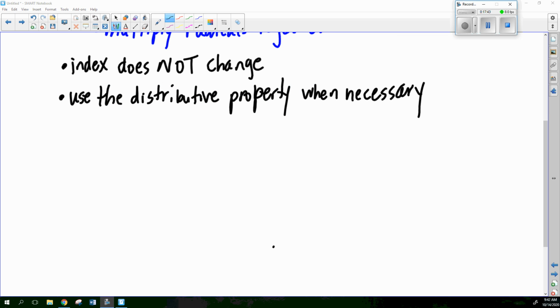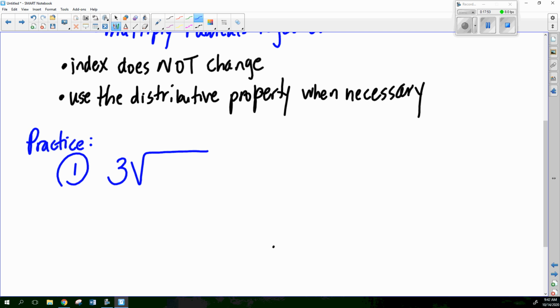All right, so here we go with some practice. And I'm just gonna jump right in the deep end. All right, 3 cube root 4p to the 5th times -2 cube root 14p to the 6th.